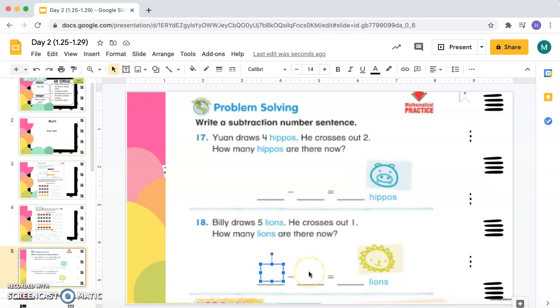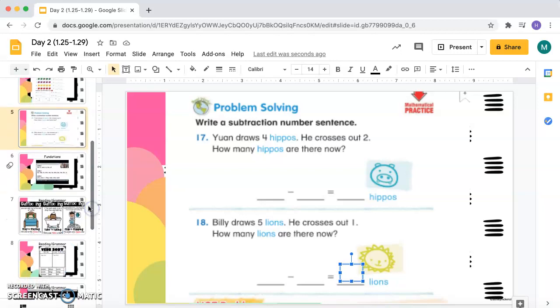So you're going to write number 5. He crosses out 1. You're going to write 1. And 5 take away 1. How many lions would you have left?